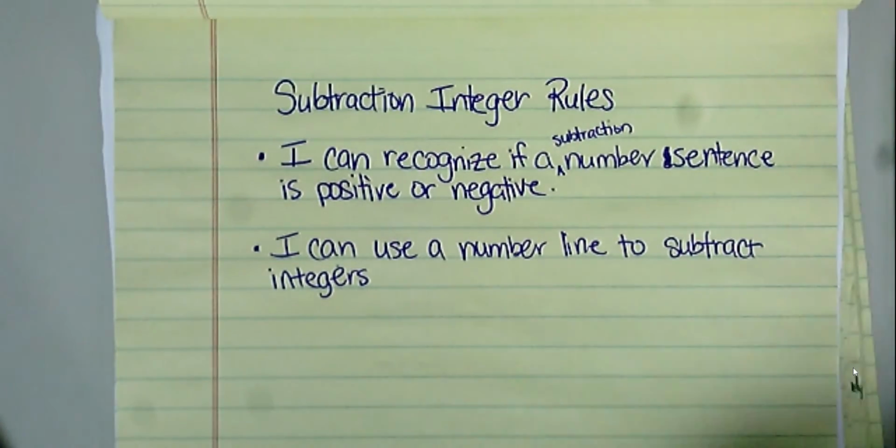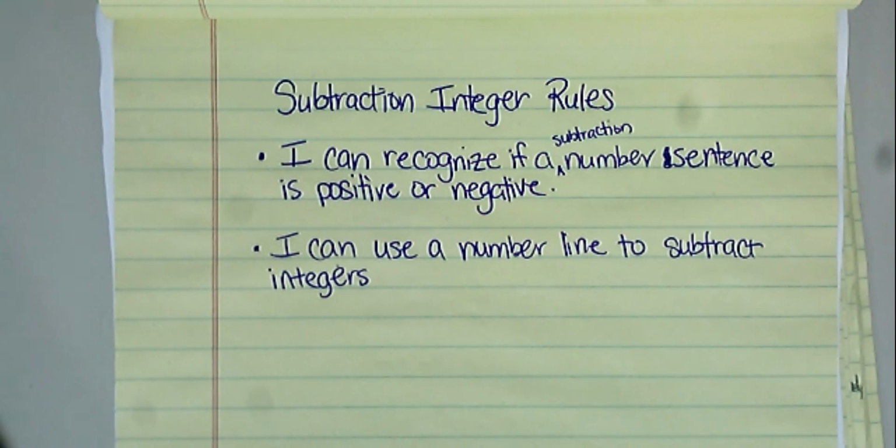Okay, so we're going to start with the second video, subtraction integer rules. If you can see this, there's two learning targets for this section. The first learning target is I can recognize if an subtraction number sentence is positive or negative, because in the last video we talked about just recognizing an addition number sentence. But these are subtraction number sentences, and they're a little bit different. And the second one is I can use the number line to subtract integers.